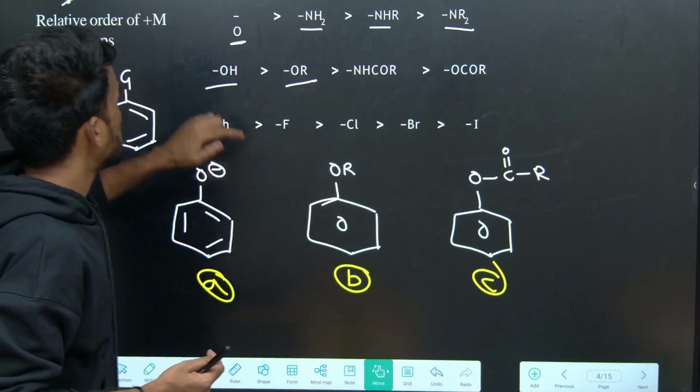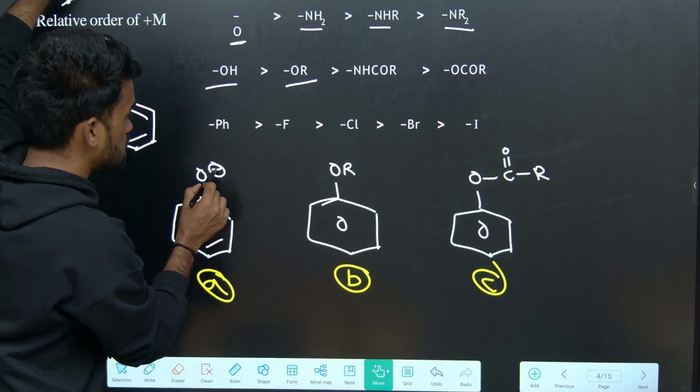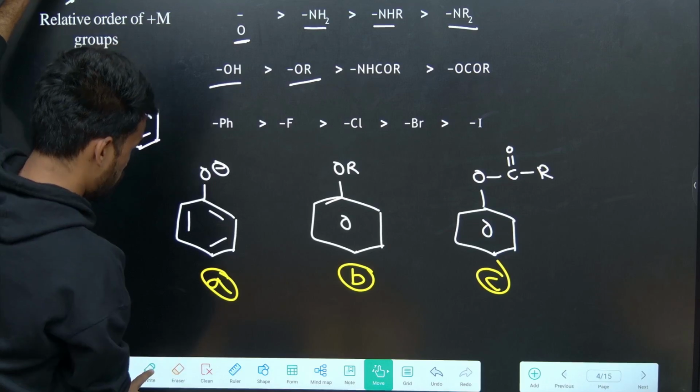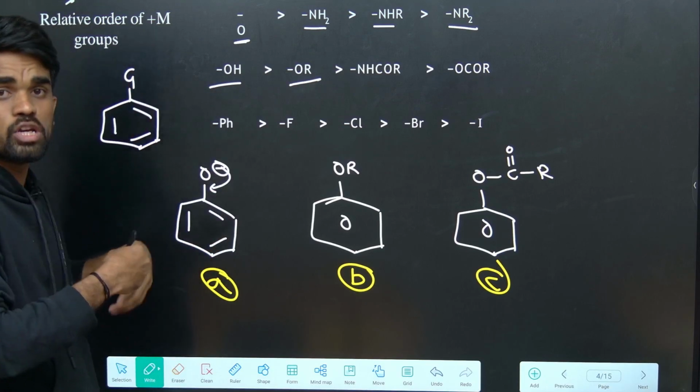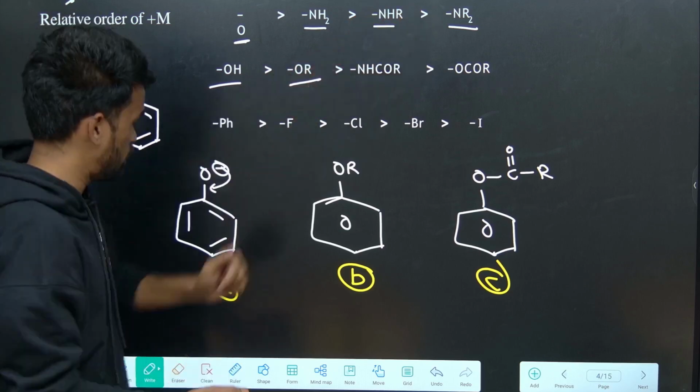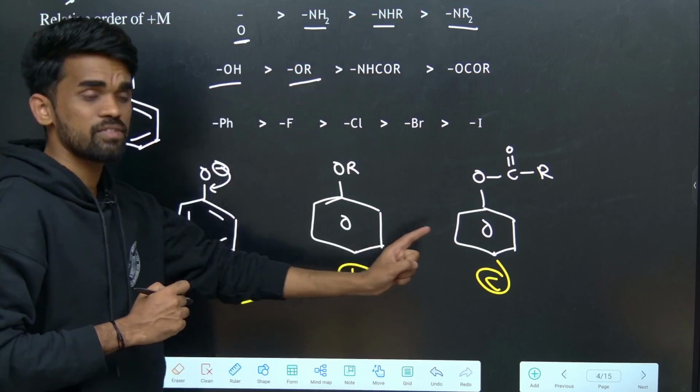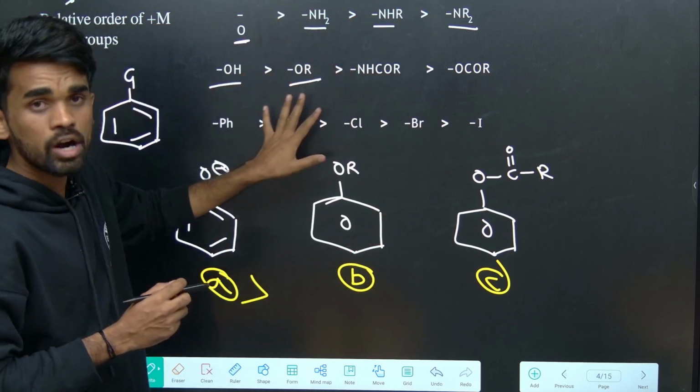So it means, I told you, when there is a negative charge, the conjugation is very flexible or very easy. It can be donated easily towards the ring. Therefore, the plus M effect will be more in A when we compare with B and C. So that is how this order will help us.